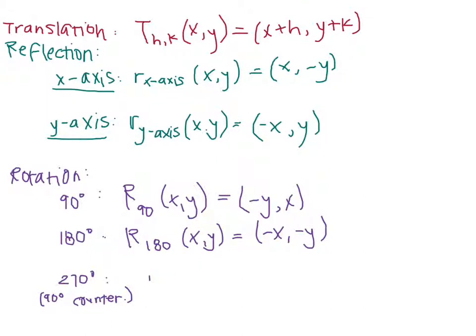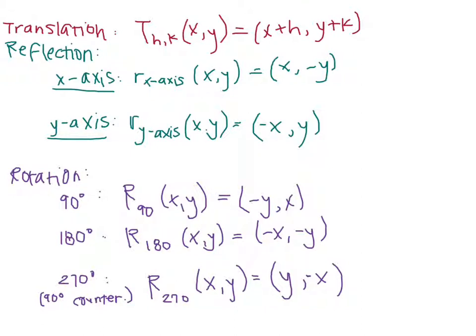And then a 270 degree rotation, or a rotation that's 90 degrees counterclockwise, starts with R of 270, and then we switch X and Y. Y is going to stay positive or negative, whatever it is. X is going to switch signs.